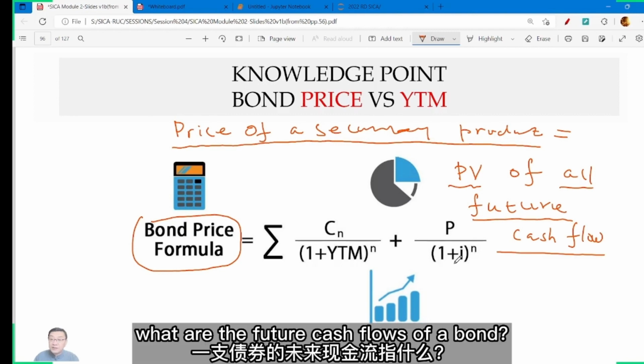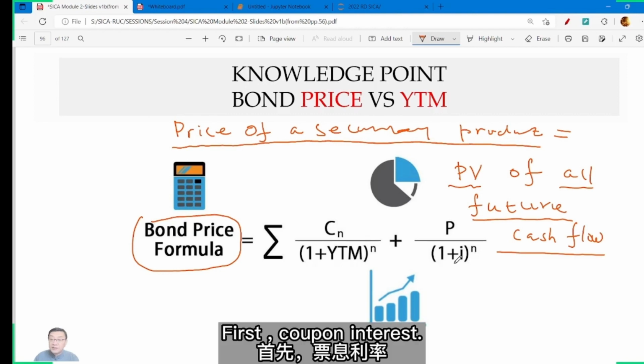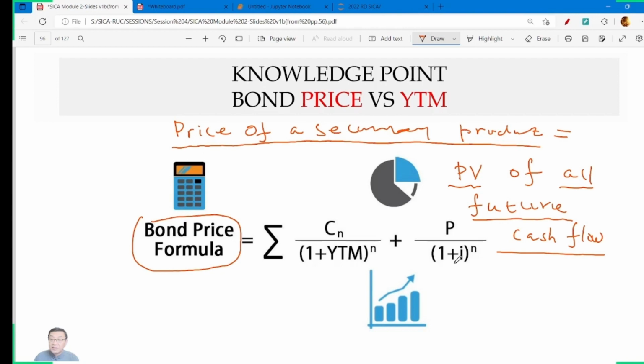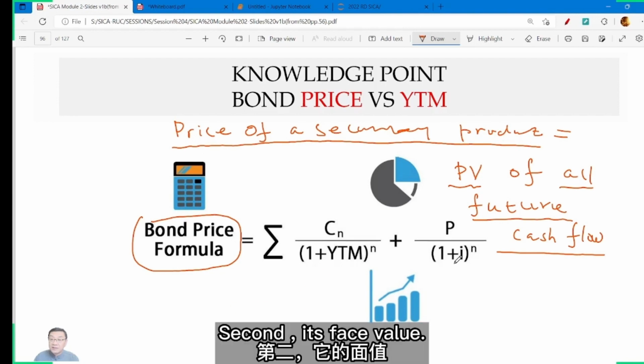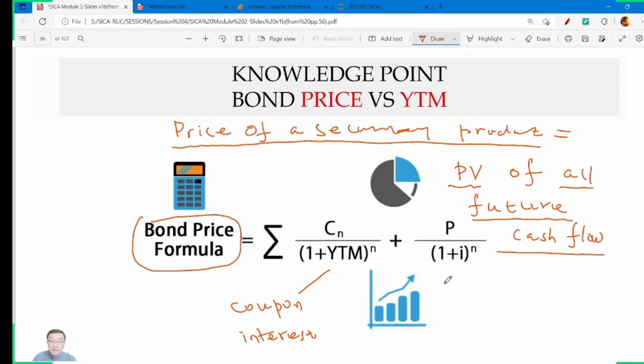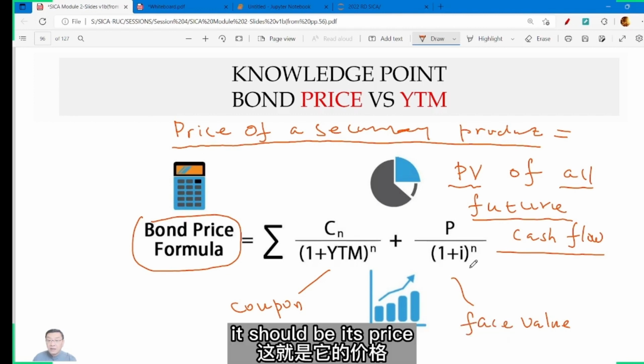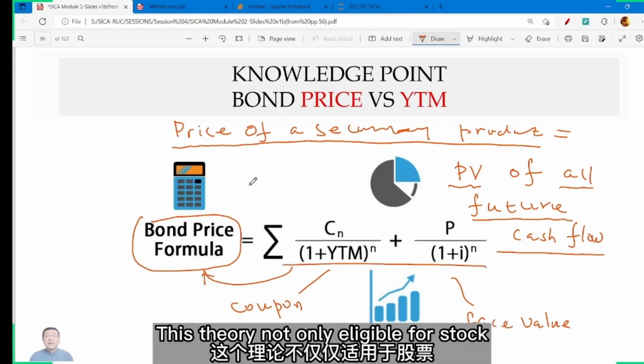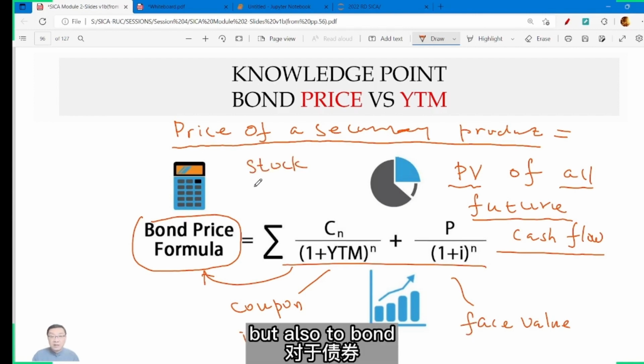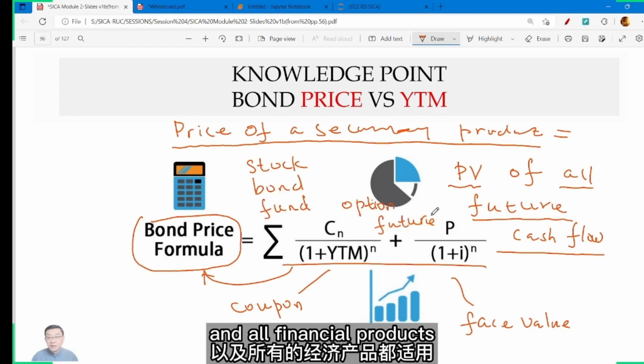What are the future cash flows of a bond? First, the coupon interest. Second, its face value. If we discount all these future cash flows, it should be its price. This theory is applicable not only to stocks, but also to bonds, funds, options, futures, and all financial products.